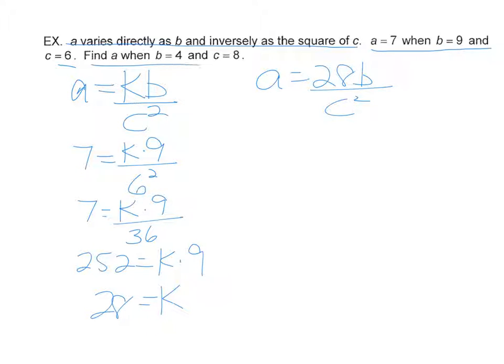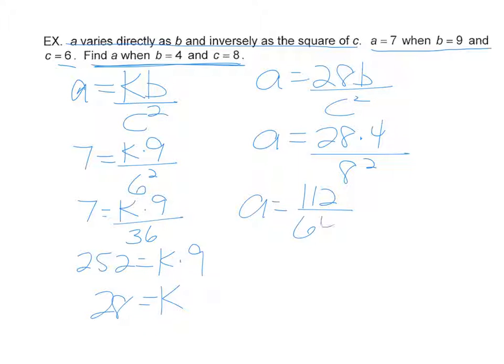Now I'm ready to do the last part. Find A when b is 4 and c is 8. A equals 28 times 4 over 8 squared, which is 112 over 64, which reduces down to 7 over 4.